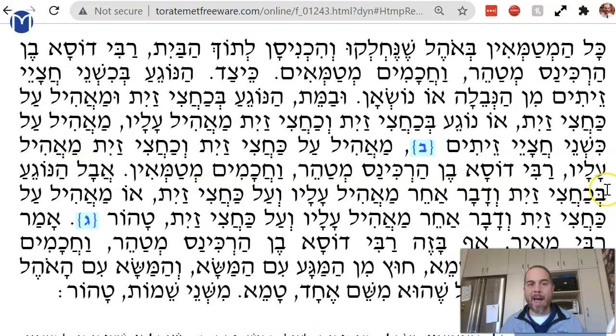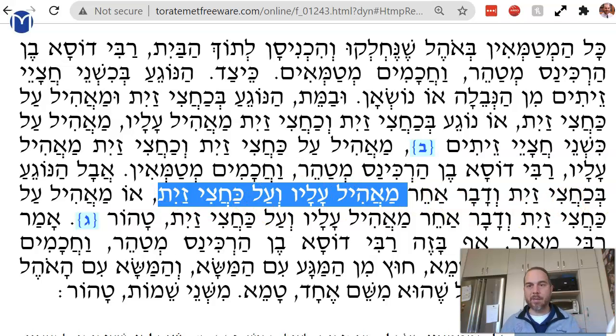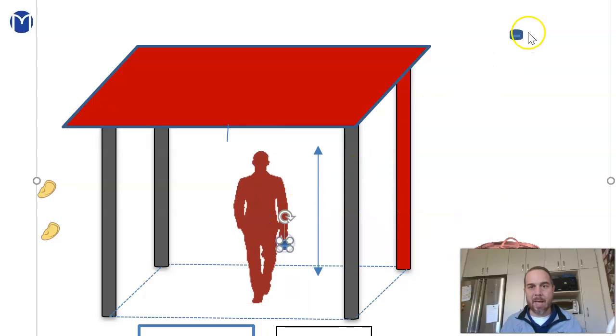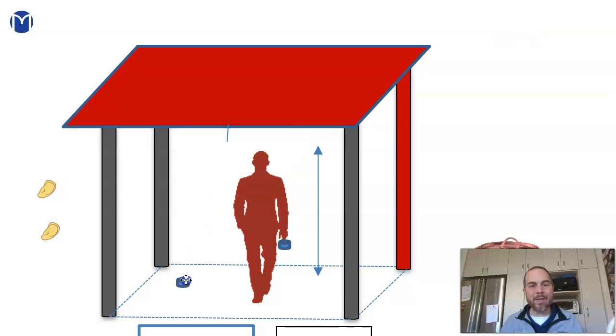Aval hanogea b'chatzi zayit v'davar acher ma'ahil alav v'al chatzi zayit. But if you touch half a zayit, and there's another thing that's ma'ahil alav and on chatzi zayit, in this case we're going to be back in our tent. So you're going to touch half a zayit, literally touching half a zayit, and then the other half a zayit is here. So there's a tent being ma'ahil alav and the chatzi zayit. So in this case, there is half here through ohel and half here not through ohel.